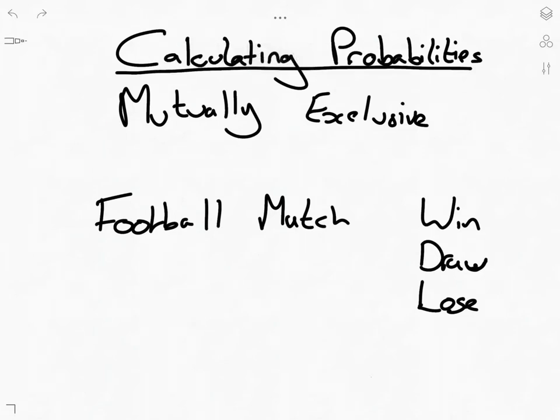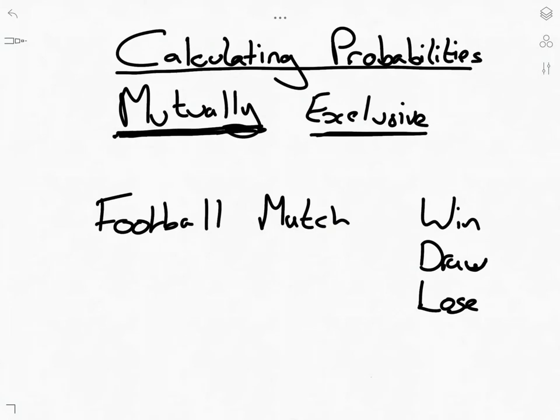So if the team wins, they can't draw or lose. So when one thing happens, the others cannot. And where this comes from, mutually, you might have heard of a mutual breakup. That's when it's happening both at the same time, both want it to happen. An exclusive event, you might not let other people come to that event. So if it's mutually exclusive, when one happens, it stops all the others. And when the other one happens, it stops the others as well.